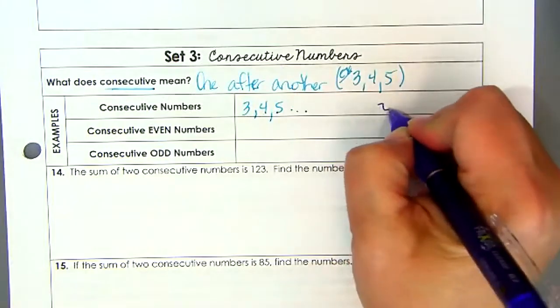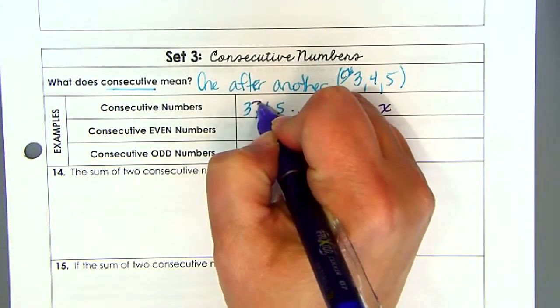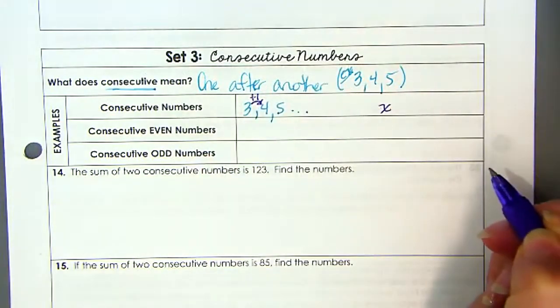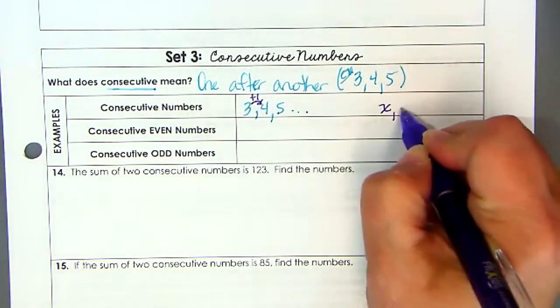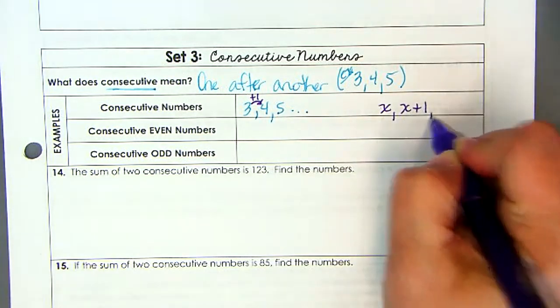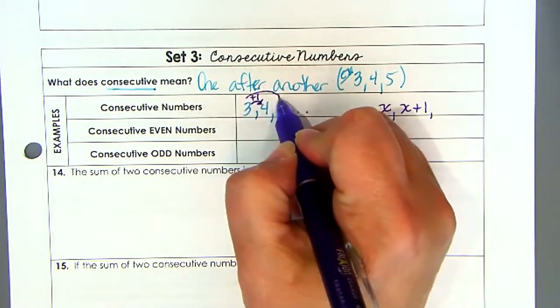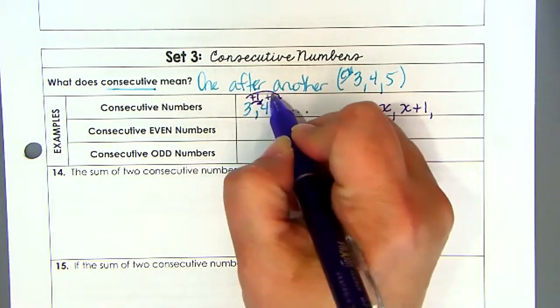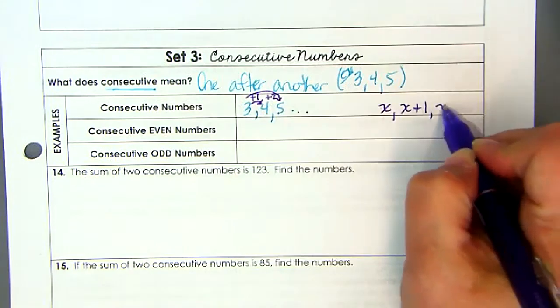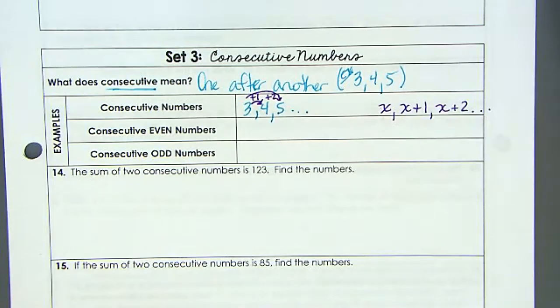My first one is X. The second one, what do I do to go from 1 to 4? Plus 1. So the next one is going to be X plus 1. Well, what do I do to go from 3 to 5? Plus 2. So my third one here is going to be X plus 2, and so on. And you increase as that.